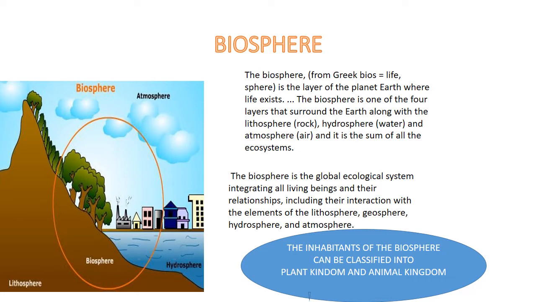So, I would say that biosphere is a narrow zone where land, water and air come into contact with each other for the favorable conditions of the living beings. Presence of biosphere makes the earth a unique planet. The inhabitants of biosphere are classified into two major groups, plant kingdom and animal kingdom.